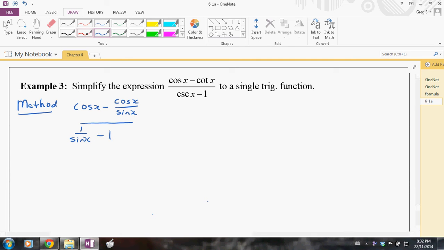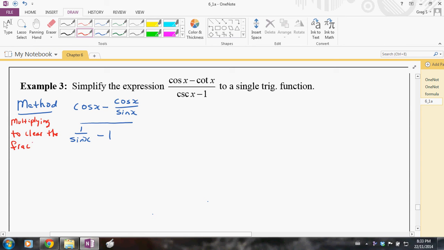Okay, so now this method is going to be taking advantage of once you got this step done and you're looking at it, you say, hey, in my numerator I have a denominator, only one denominator, and it's sine of x, and hey, look, in the bottom of this complex fraction again I have a denominator with just sine of x. So I can clear the fractions by multiplying both the numerator and the denominator by sine of x. Okay, so I'm going to call my method here multiplying to clear the fractions.